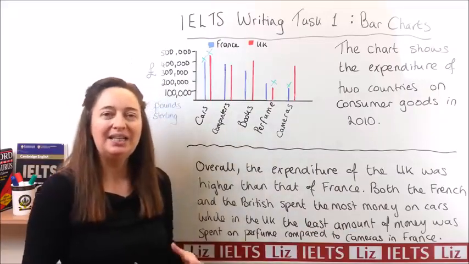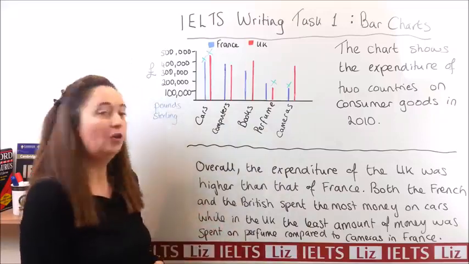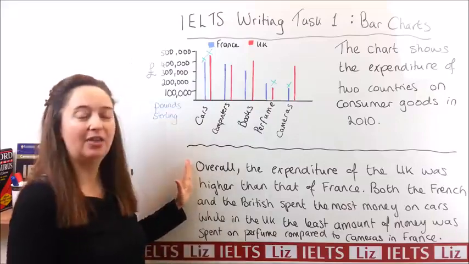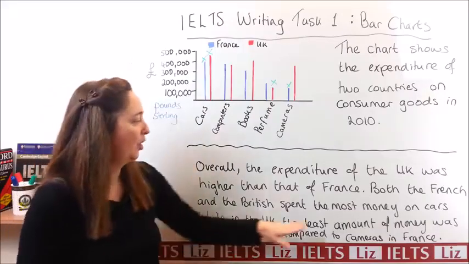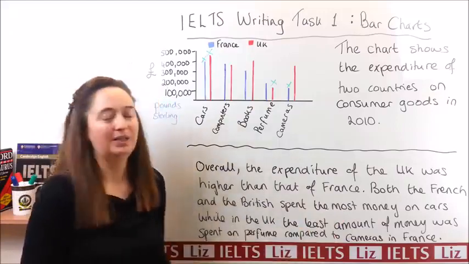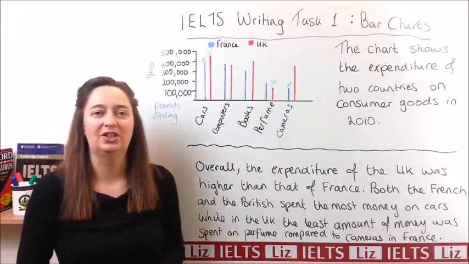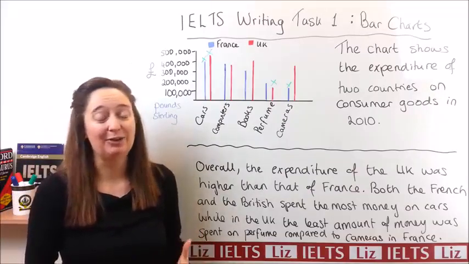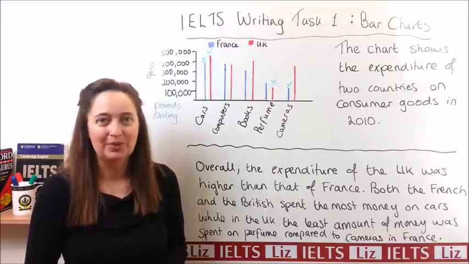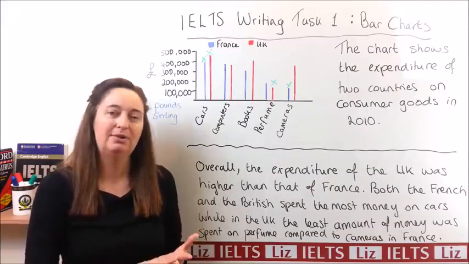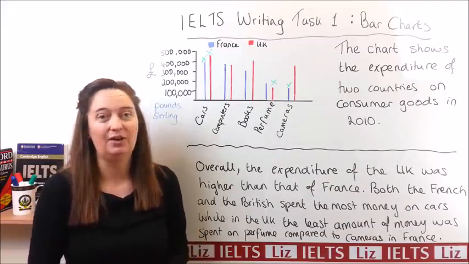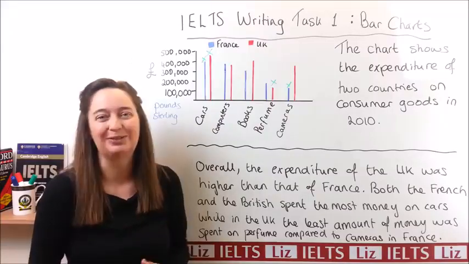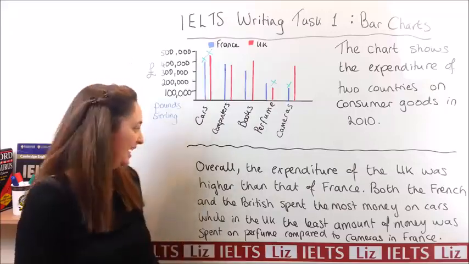So in total, in this overview, we've got 3 key features. We've got which one was higher than the other overall, and we've got the most money spent and the least money spent. 3 key features. How many do you normally have? Well, it's very rare to have only one. I think that's almost impossible. You are usually looking at 2, 3 or 4 key features, occasionally 5. It depends on all the information in your chart or your table, for example. Right, so that's the overview.